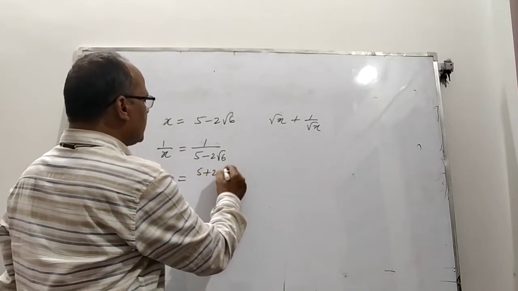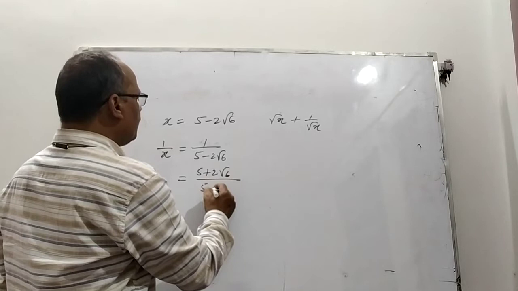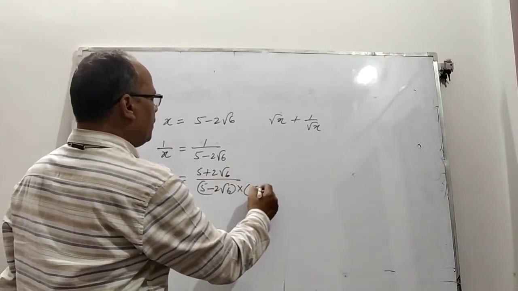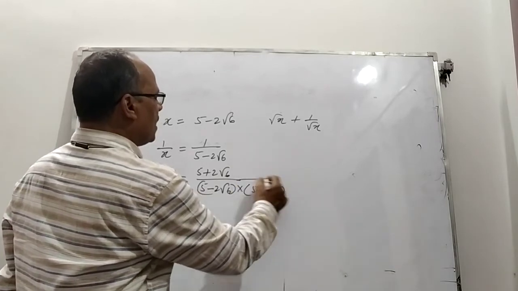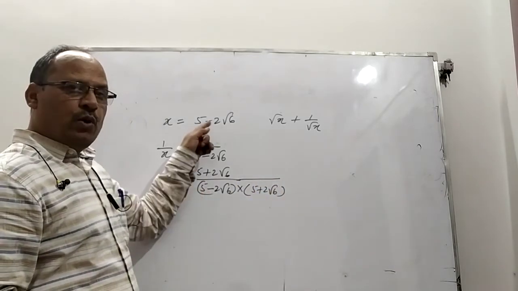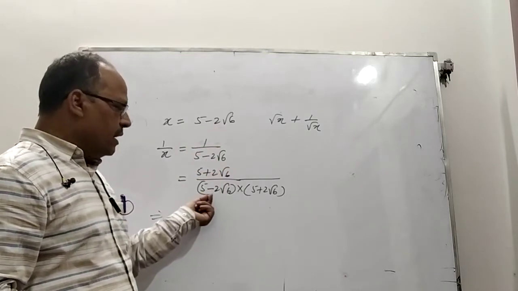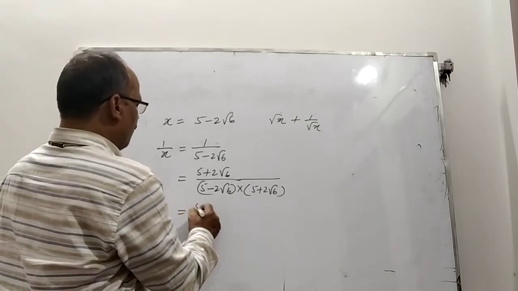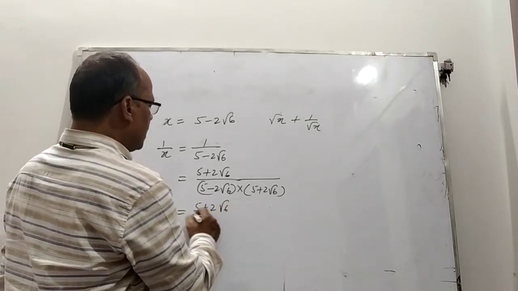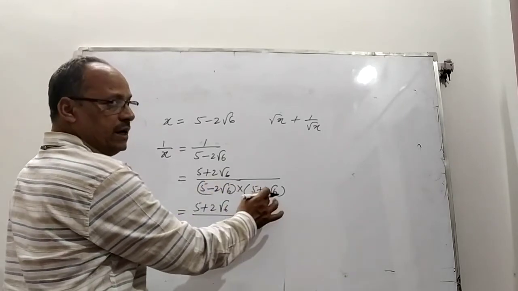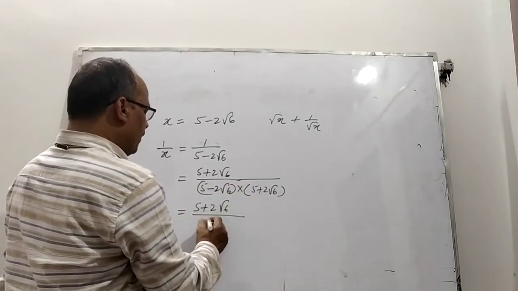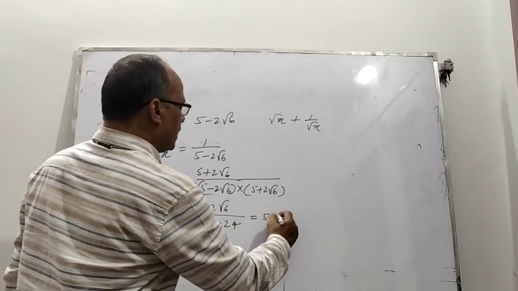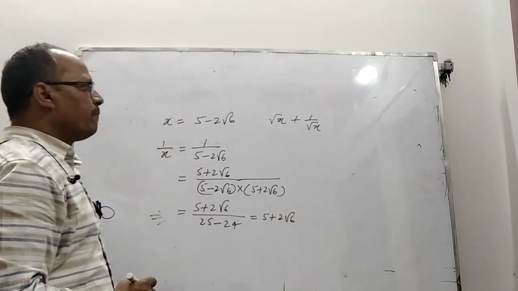5 plus 2 root 6 upon (5 minus 2 root 6) into (5 plus 2 root 6). What did we do? We multiplied the conjugate on top and bottom so that the denominator becomes a rational number. 5 plus 2 root 6, and the denominator is 5 square minus 2 root 6 square, a minus b, a plus b. 5 square is 25 and 2 root 6 square will be 24. That will be 5 plus 2 root 6. Clear?